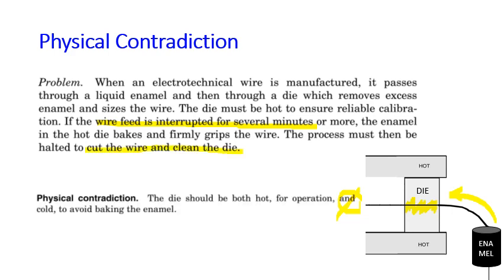So the physical contradiction here is that the die should be both hot and cold. It should be hot when the production is going, but it should be cold when the production stops whenever there is some problem. So that is the physical contradiction. The die must be hot, but the die must be cold, in different conditions.